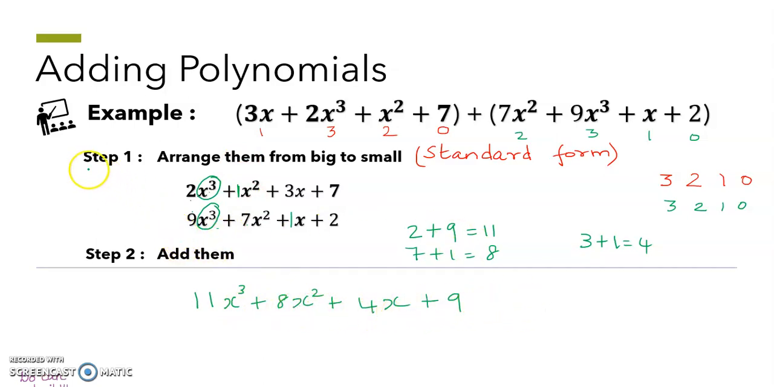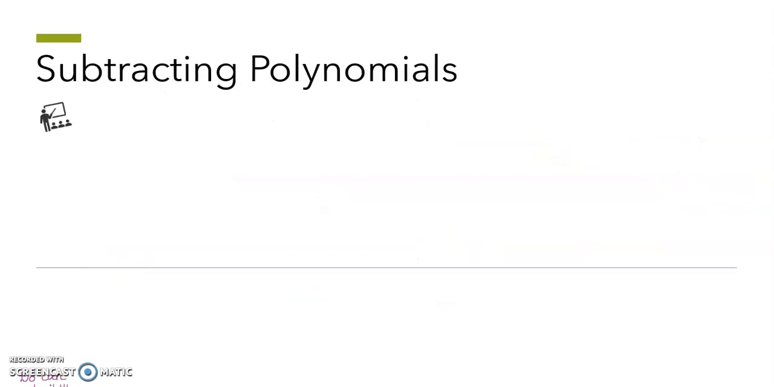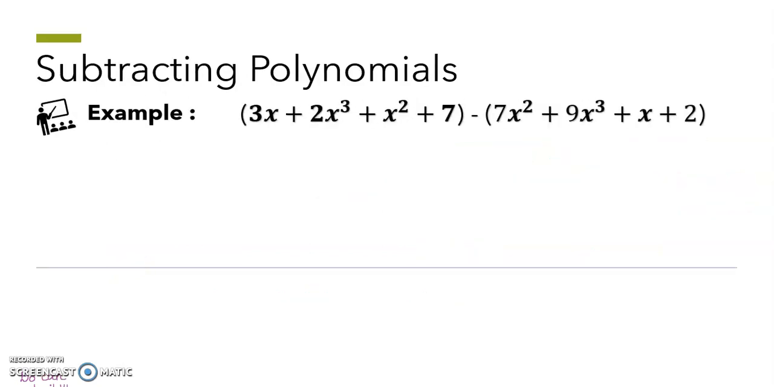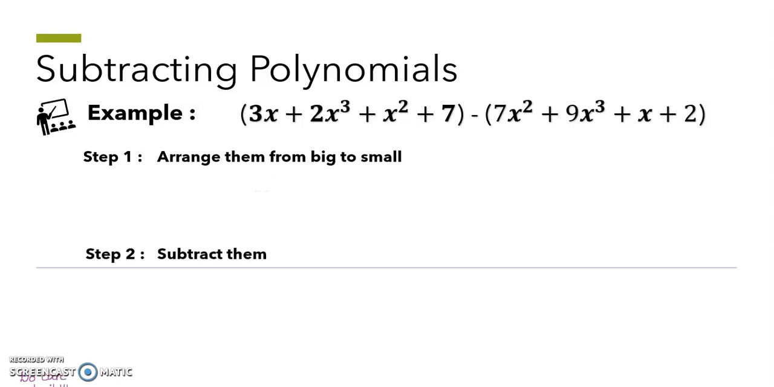So always remember, step 1 is to arrange them in standard form. Step 2 is adding them. The same steps are followed in subtracting as well. When we take the same example as the previous one, you have to follow the same steps. Arrange them from biggest exponent to smaller exponent. So it's arranged in standard form, and now you have to subtract.